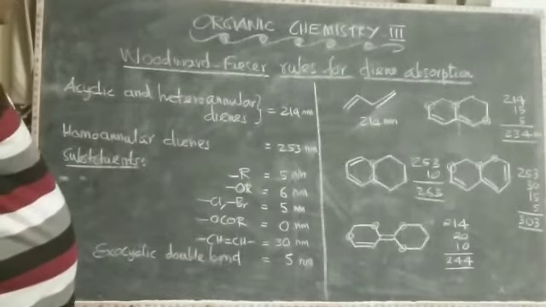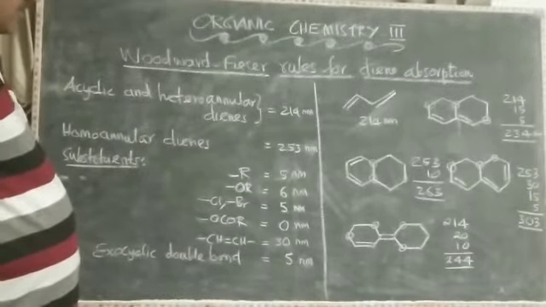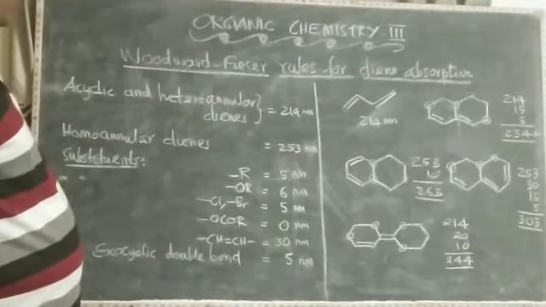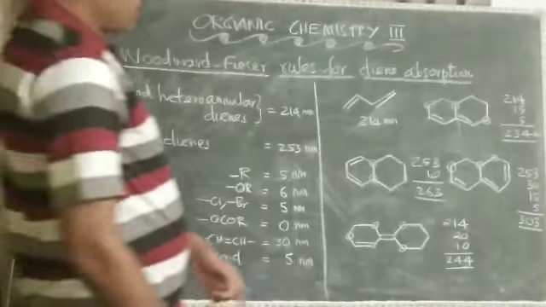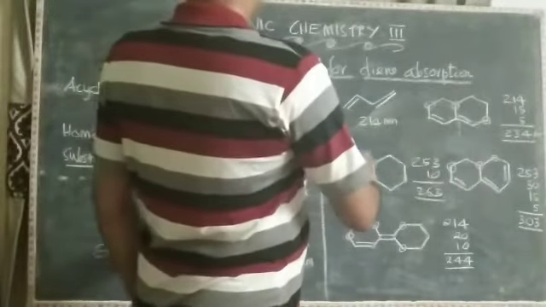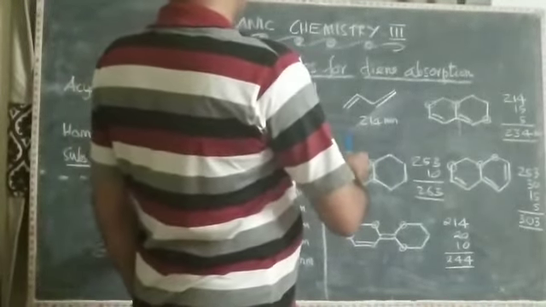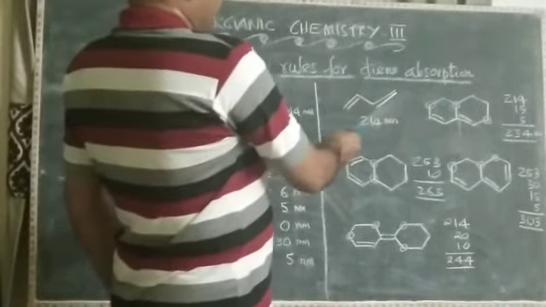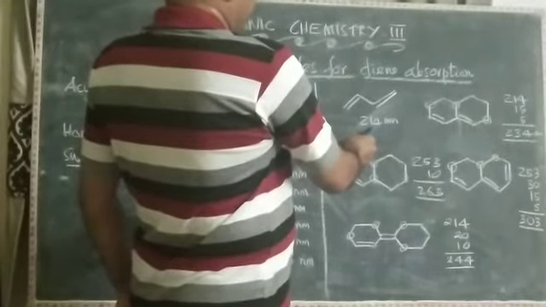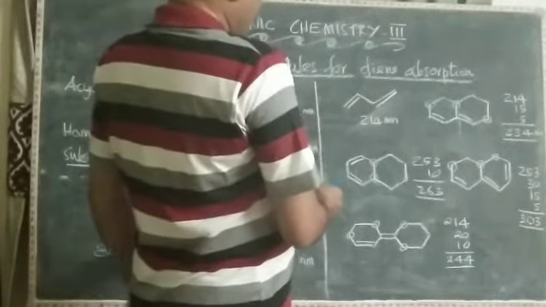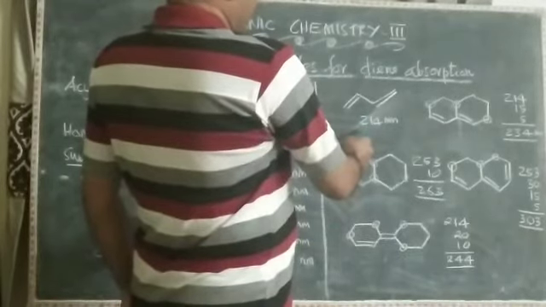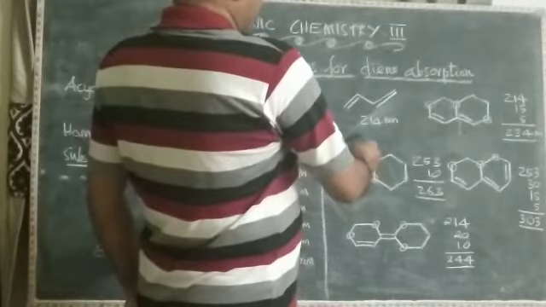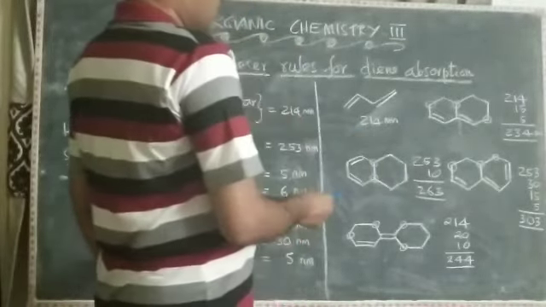Now, we shall take some examples to calculate the lambda max value according to the Woodward-Fieser rules. Now, I said the base value for acyclic and heteroannular dienes is 240 nanometer. Now, this is 1,3-butadiene and the base value for this diene system is 240 nanometer. This system actually absorbs at a value of 270 nanometer. So, this agrees closely with the calculated value.